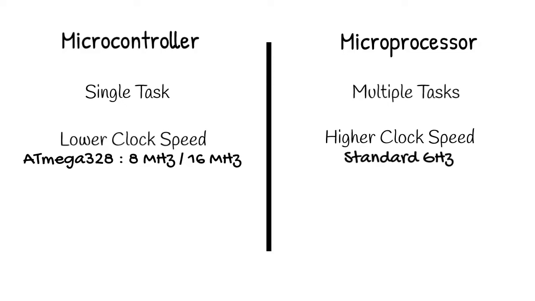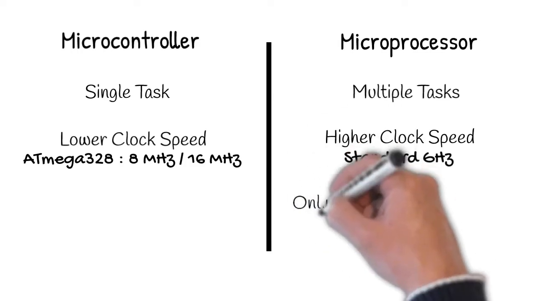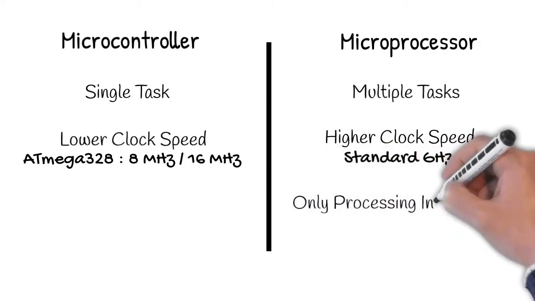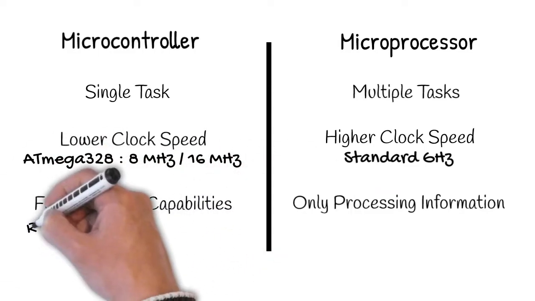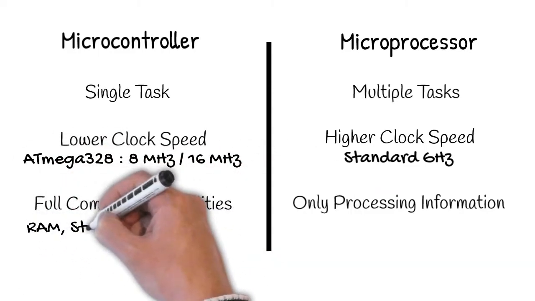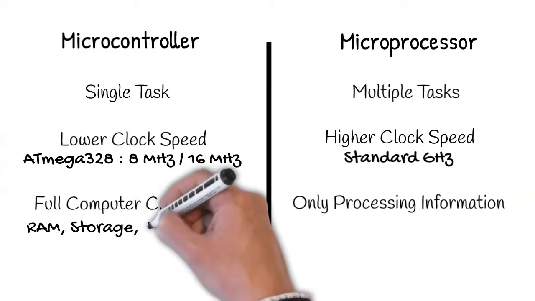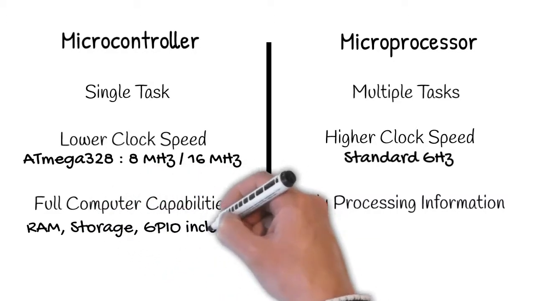Even though it has higher functionalities, the processor does not have the full capability of a computer. It's a central processing unit that only processes the information, whereas the controller has the full capability of a computer. It has RAM, flash memory, and general purpose input output pins that are used to control the devices.